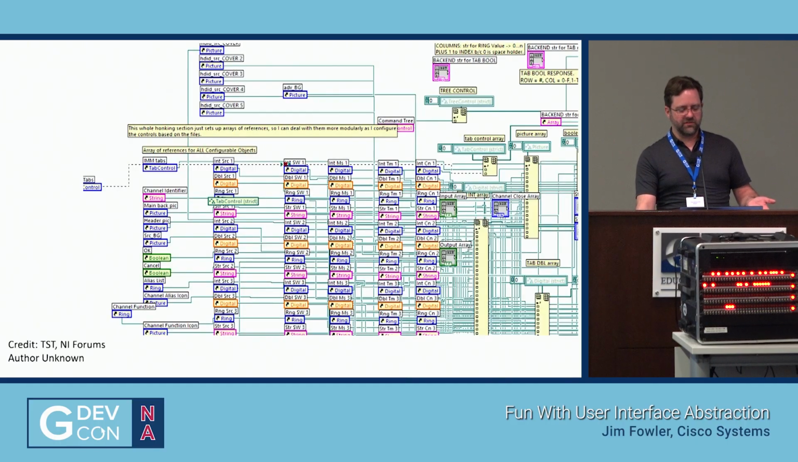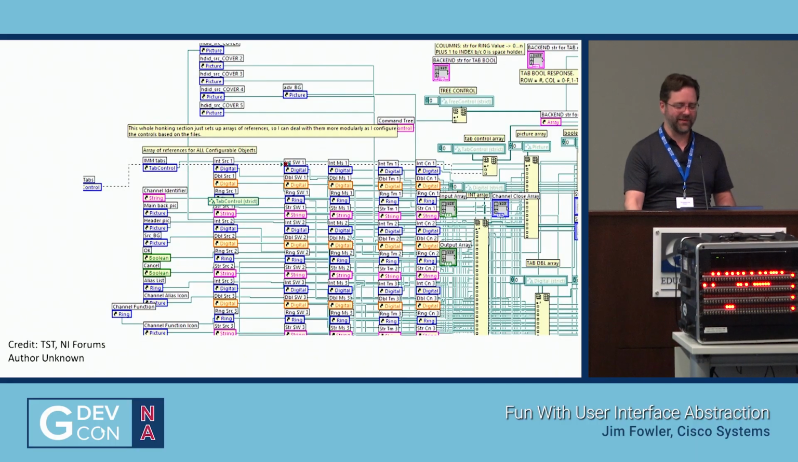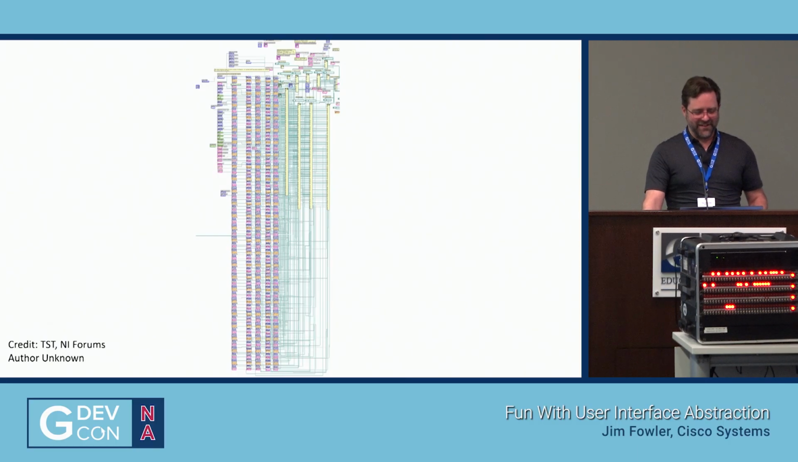And then you get into the worst case scenario, and the credit goes to TST. I don't know who they are in real life, but I solicited on the forums, saying, show me some really bad examples of control references. And there's a comment in here. It says, this whole honking section just sets up arrays of references so I can deal with them more modularly as I configure the controls. Okay. And that VI is about this long.